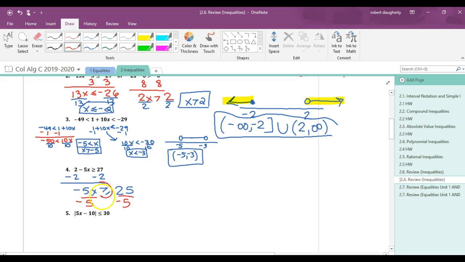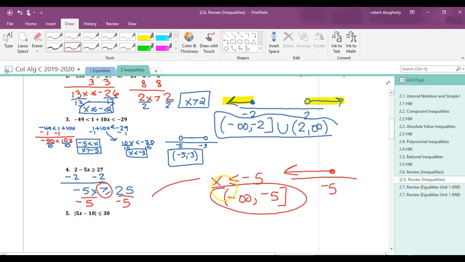Divide both sides by negative 5, knowing that when I do that, I've got to change that inequality. So I get x less than or equal to -5. On a number line, -5. What does it mean to be less than or equal to? That's this direction. So this is negative infinity to -5 with a bracket around the -5.